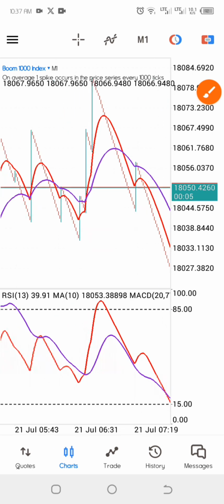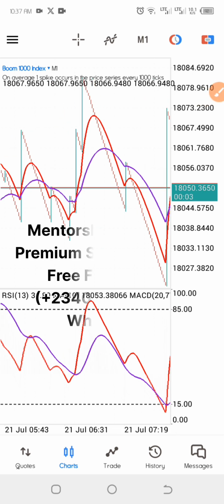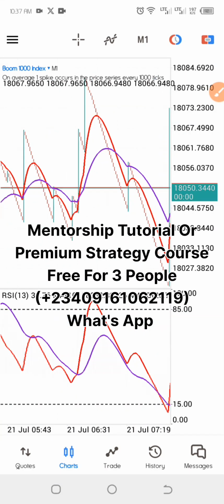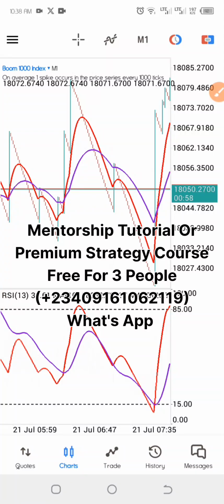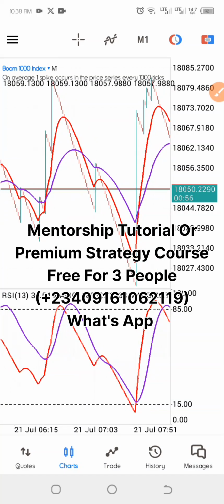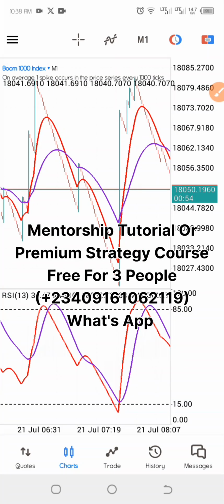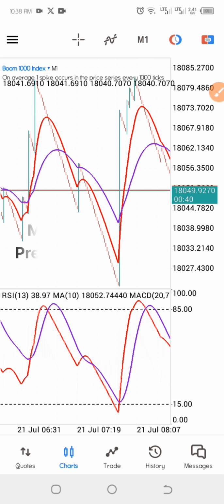Now how does this strategy work? For you to use this strategy, you have to follow these rules. This strategy is a combination of you spotting where the market gives you a spike, and if the market gives you a spike, then that is when your entry is going to come in. That's where you're going to enter your trade. What did I mean by this?